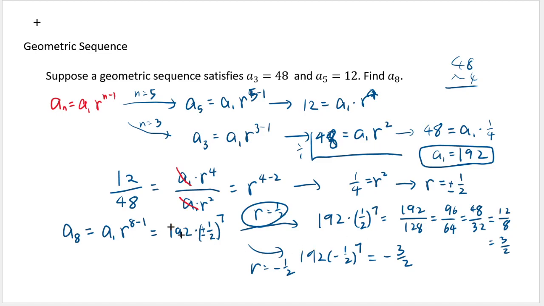So although this looked like a very benign question, there's a trap. If you just write down 3 over 2, that's wrong, okay? So the answer would be either 3 over 2 or negative 3 over 2.